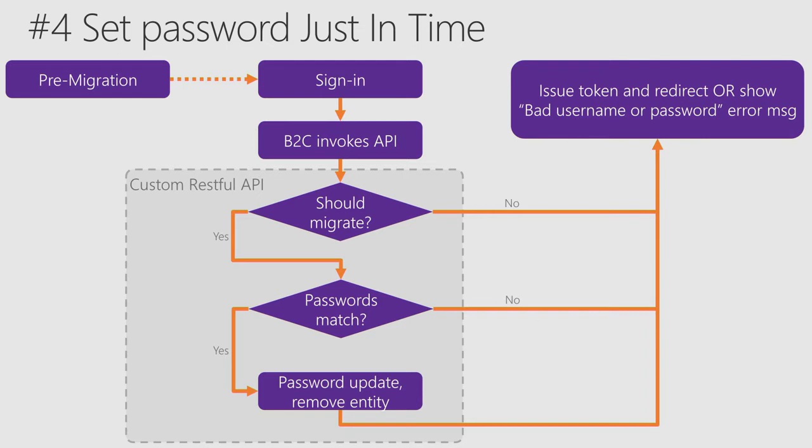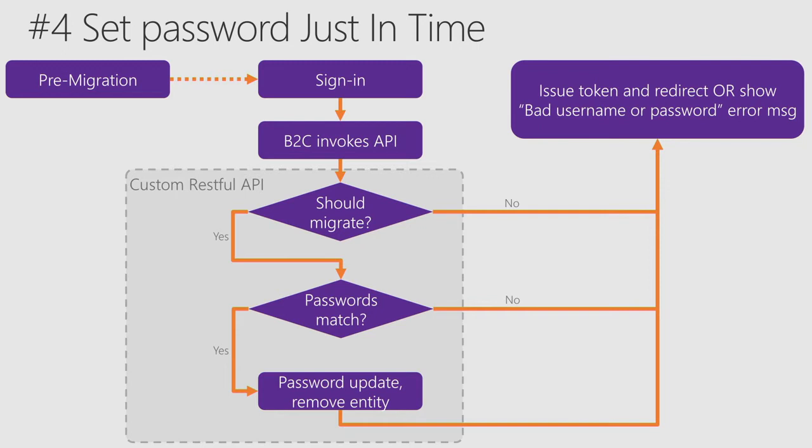If the old identity provider gives you the opportunity to call a REST API to verify the user credentials, I take the username and password and send them to the old identity provider. If it returns true, it means the credentials are verified successfully. Next, I update the password. You remember, we already created the account, and this time we update the password and remove the entity from the old identity provider, because we don't want to re-migrate the same user time and again.